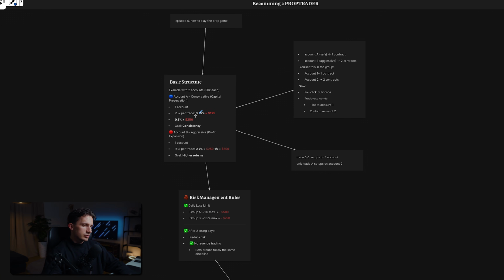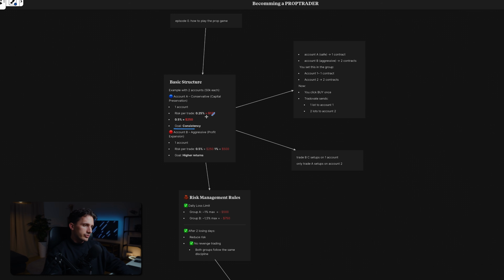Now on account A, you always look out for 0.25% or 0.5%. So that's $125 and $250 per trade. The max you should risk per trade on account A is $250. On account B, on the other hand, we are looking to risk $500 more often than not. So when a setup occurs, I often use $500 as my risk per trade and not $250. Why am I doing this? Because on account A, or group A, I want to be consistent.